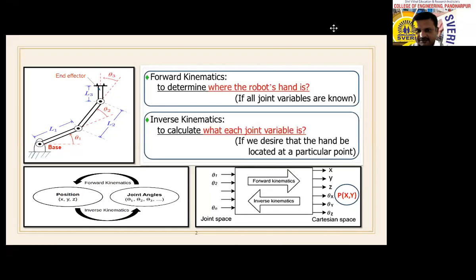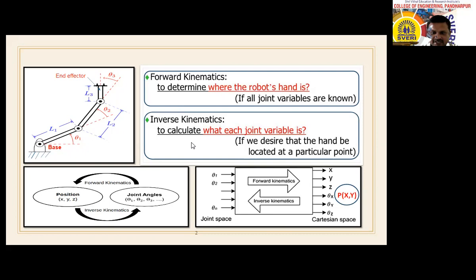Forward kinematics. Now here a figure has been shown. Forward kinematics is used to determine where the robot's hand is, if all joint variables are known. Whatever this end effector is, of length L3, we have to determine its position. If we know angles theta 1 and theta 2, we can determine angle theta 3.